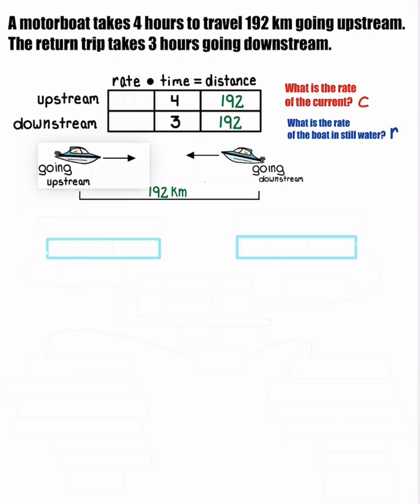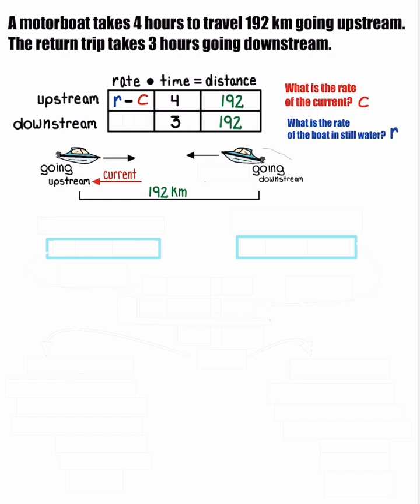For a boat to be going upstream, it means it's going against the current. In other words, the current is slowing the boat down. The speed of the boat going upstream is going to be the rate the boat would be going without the current, and then subtract the current because the current is slowing the boat down. This makes the upstream rate R minus C.